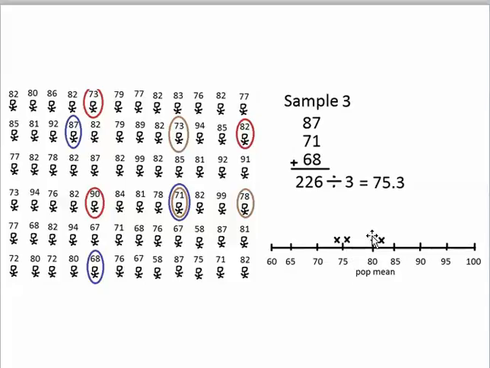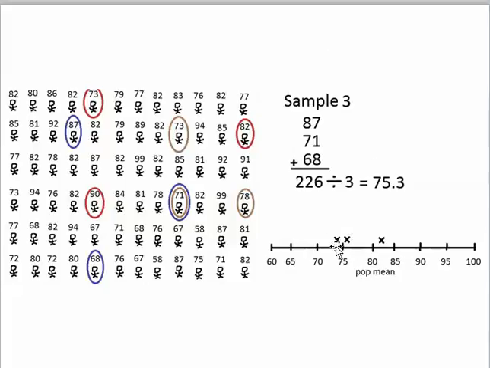If I get a sample with a sample mean way down here, I'll end up underestimating the mean of the class by quite a bit. And if I end up getting a sample with a sample mean way out here, I'll end up overestimating the mean of the class by quite a bit. But if I get a sample with a sample mean somewhere near the population mean of 80, then I'll end up estimating the population mean pretty accurately.